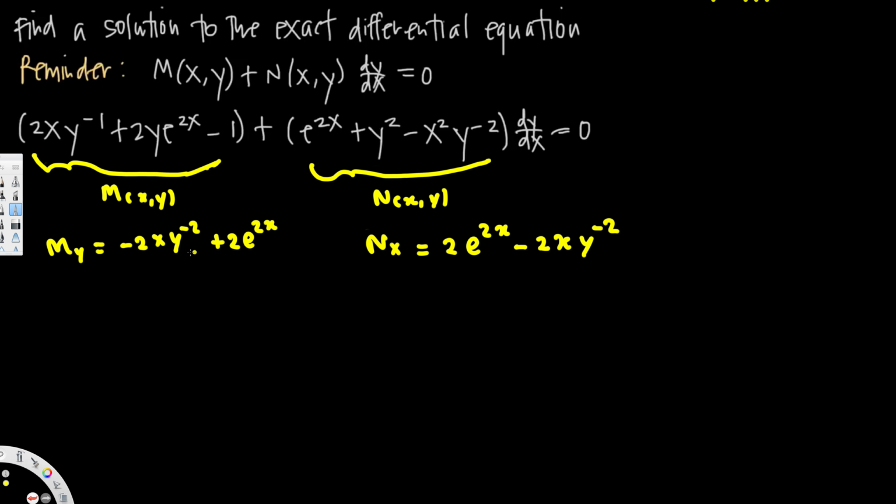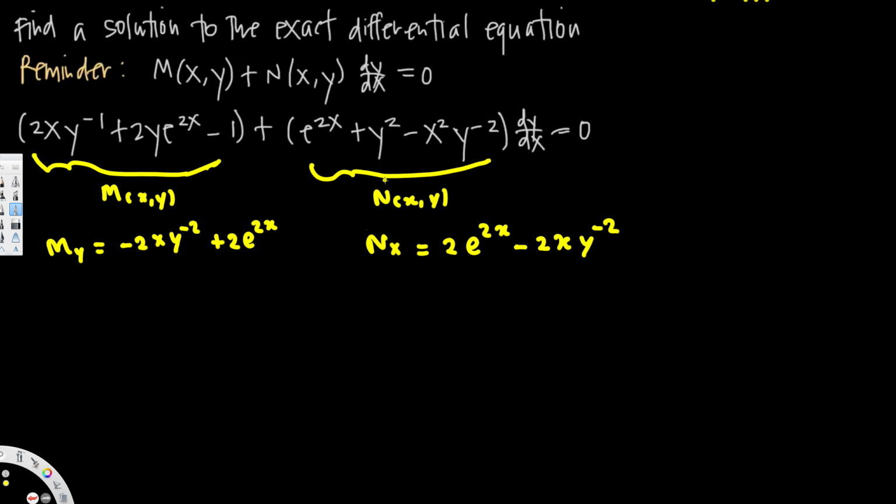So if you notice, in the left, the partial of M with respect to y and the partial of N with respect to x, we are getting the same value, right? Negative 2xy^(-2), negative 2xy^(-2), and 2e^(2x), 2e^(2x). So both of them are the same. Therefore this is an exact differential equation. Now we can go ahead and find the general solution.